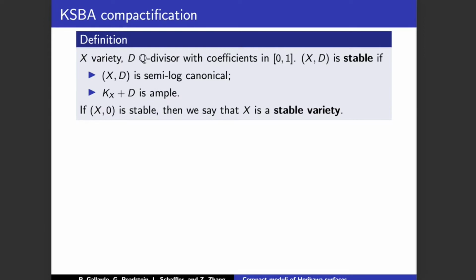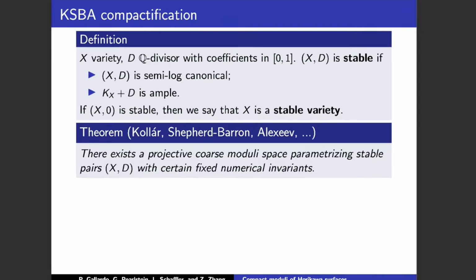And very roughly speaking, this is the theorem that uses stable pairs to construct a compact moduli space, which originated from work of Kollár, Shepherd-Barron, and Alexeev. Of course, throughout the years there have been many contributions, and I apologize for not being detailed about this right now. This is just to give a rough idea of how it works. So roughly, there exists a projective coarse moduli space which parametrizes all possible stable pairs (X, D), provided you fix some numerical invariants, so that you get something reasonable.